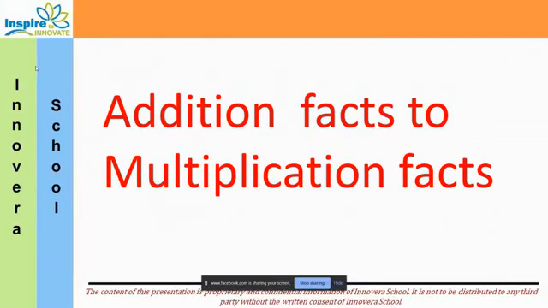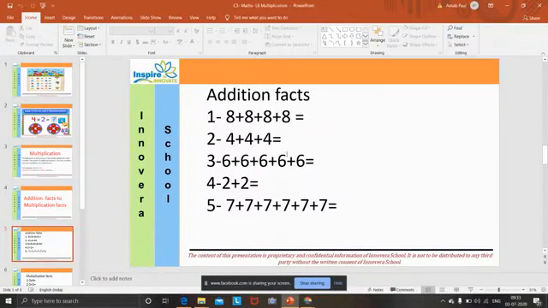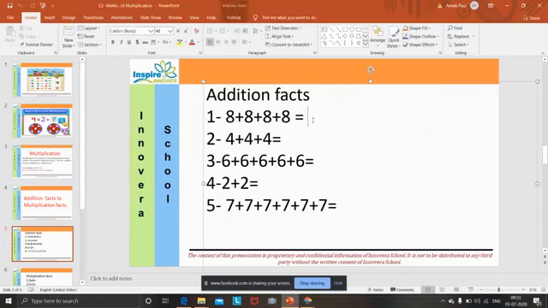Now we are going to learn about addition facts and multiplication facts first, and then we are going to solve sums on multiplication, that is multiplying a 2-digit number by 1 digit. Now we are going to do some addition facts. The first question is 8 plus 8 plus 8 plus 8. How many times are 8s there? There are 4 times 8s.